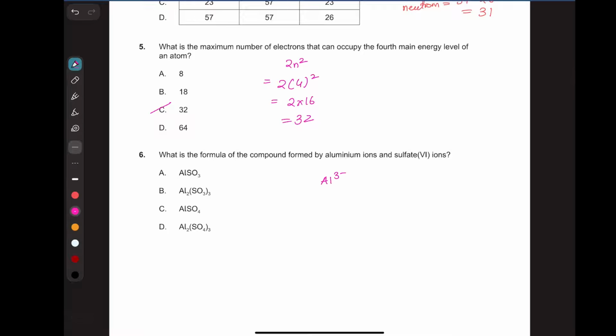Next, what is the formula of compound formed by aluminium ions and sulfate ions? So you have Al3 plus and you have SO4 2 minus. How do you find the ionic compound? You can use the cross method. So 3 goes here, 2 goes here. Formula will be Al2(SO4)3. Option D.